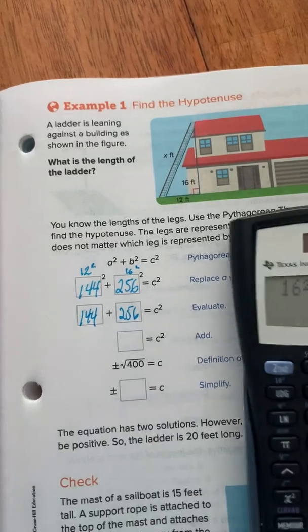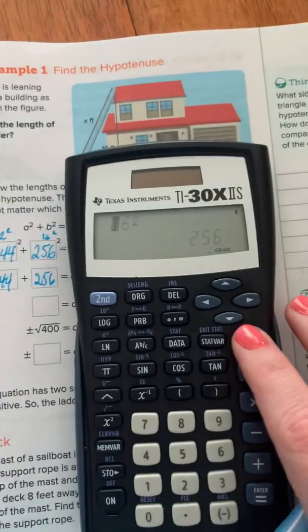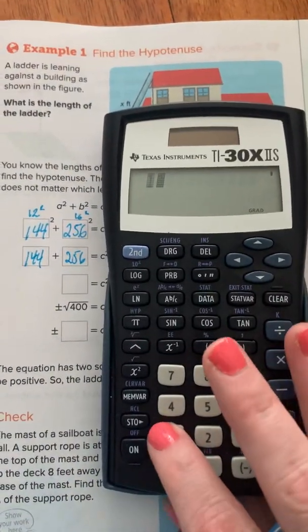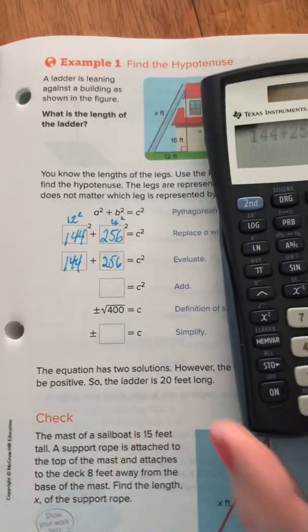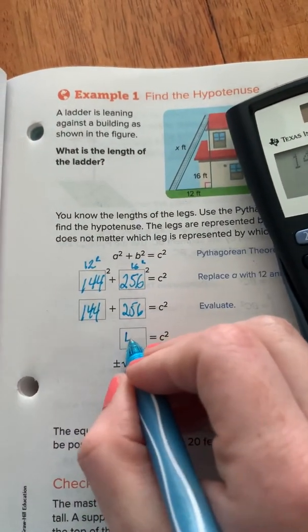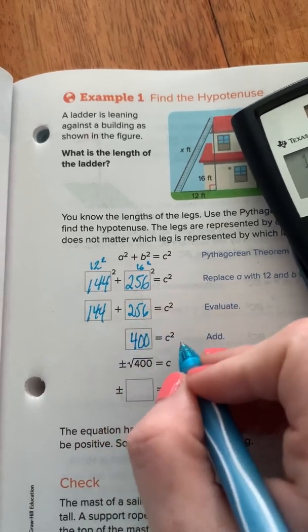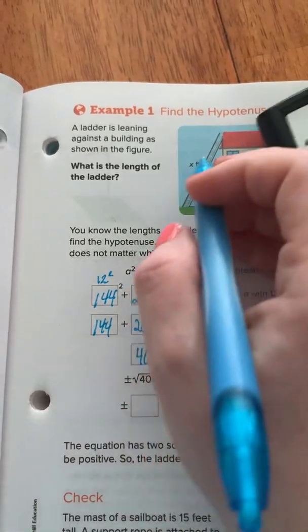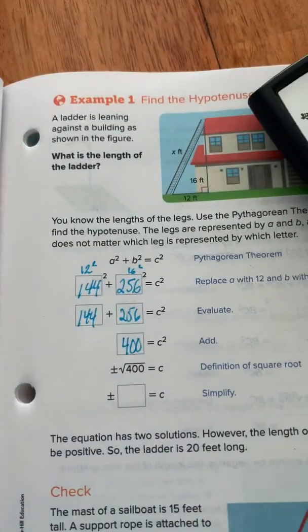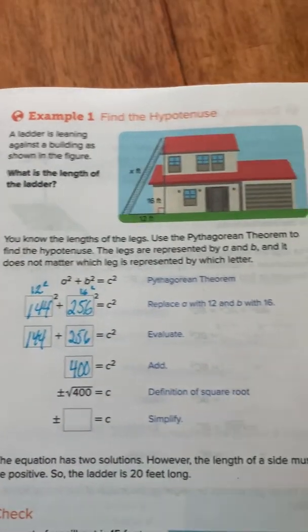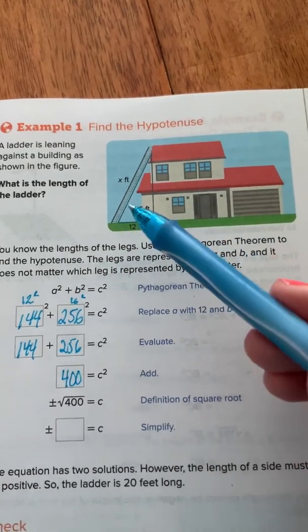Okay. Now what you're going to do, add these two together. 144 plus 256. I'm doing this to save time. 400. So 400 is our hypotenuse squared, but we don't want it squared. We want to know what it would really be in feet. As you can see, this is with architecture. Pretty important to get that angle there.